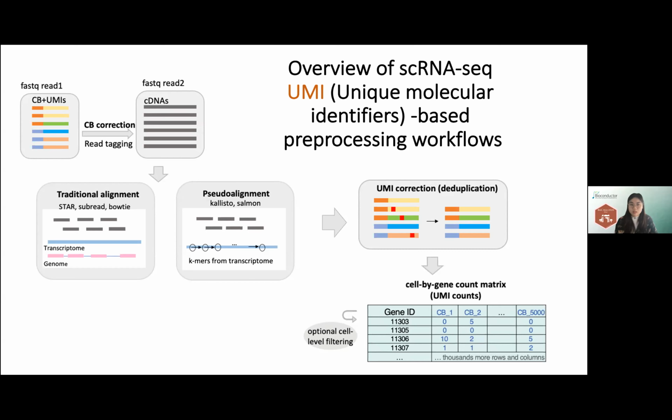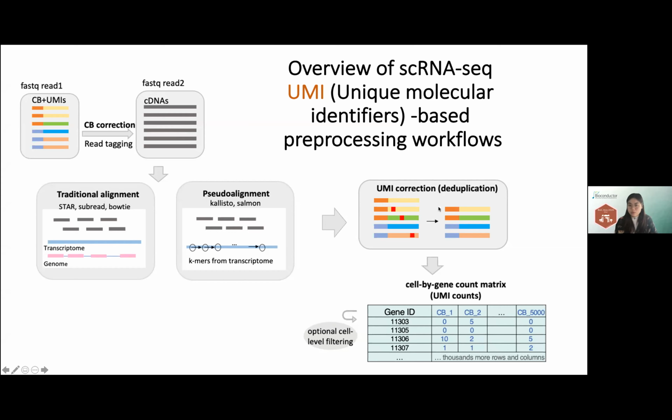So what we get will be two FASTQ files. The first one will contain the information of the cell barcode and UMIs, and the other will contain the information of the cDNAs. Firstly, we usually just tag the cell barcodes to the head of the cDNA. And after that, based on the alignment tools used, we sometimes use traditional alignment, or some fancy new pseudo-alignment tools like Kallisto or Salmon. And afterwards, we need to deal with the UMI.